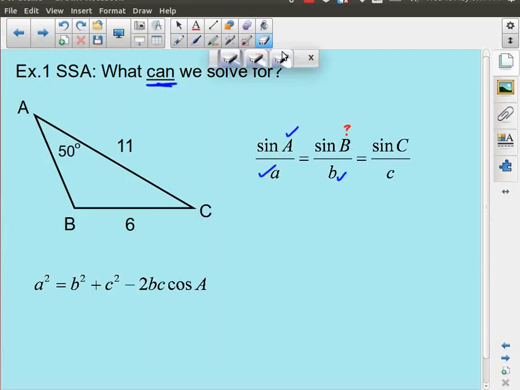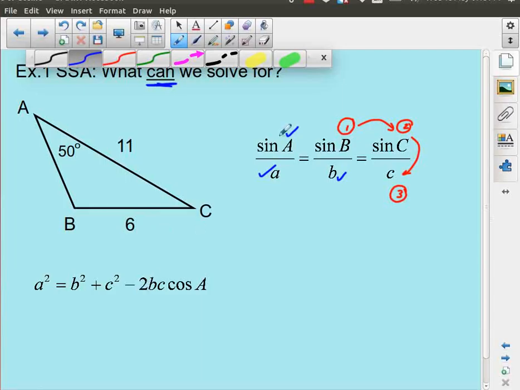Okay, so I'm going to label that instead with a 1. I'm going to say we have to solve for this first. And then, once we get the angle B, I could then use that to solve for the angle C second, because once I've got two angles, I can find a third angle. And then once I have this angle C, now I would be able to solve for the side length C third. So starting with the sine law to find the angle B, then I could move on and find the rest of the triangle. Let's take a look at the cosine law.